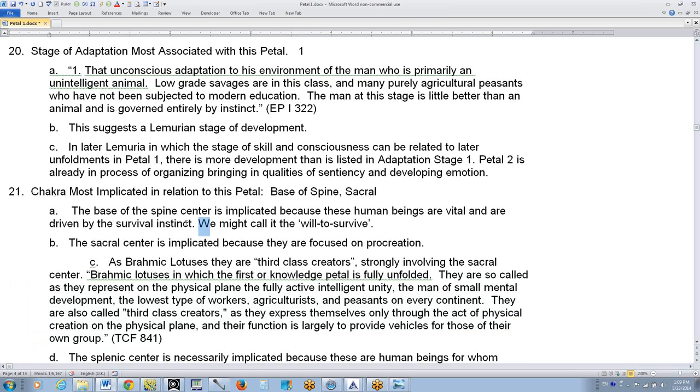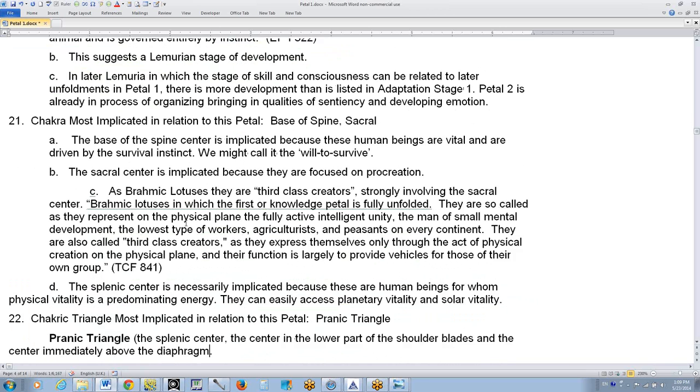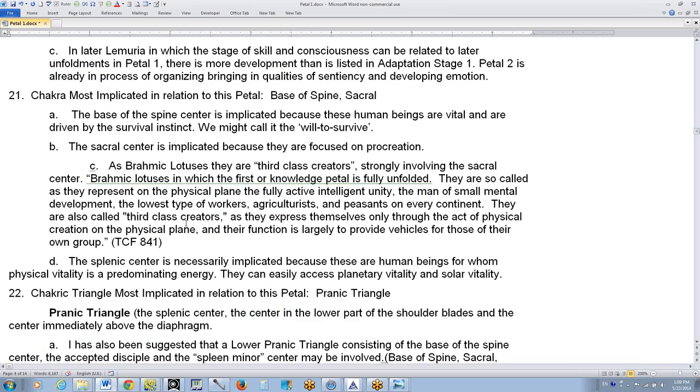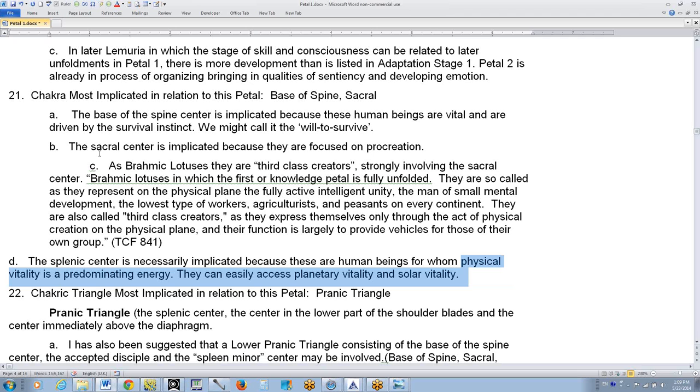The splenic center is also necessarily implicated because these are human beings for whom physical vitality is a predominating energy, and these can easily access planetary vitality and solar vitality. DK wondered whether modern man could recover that healthy, primitive vitality, which was so much his in earlier days.